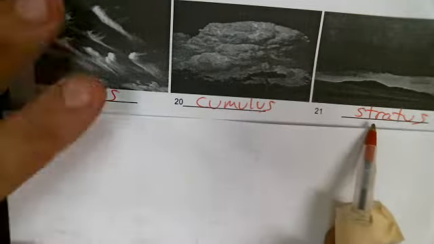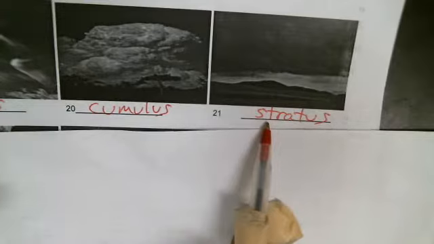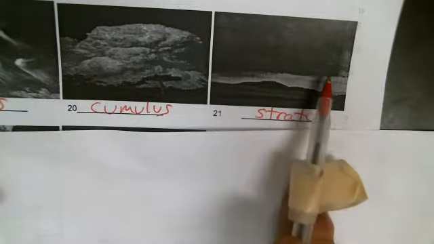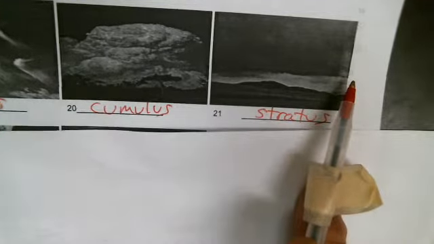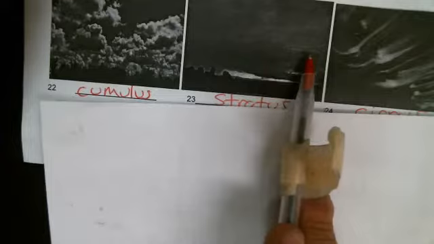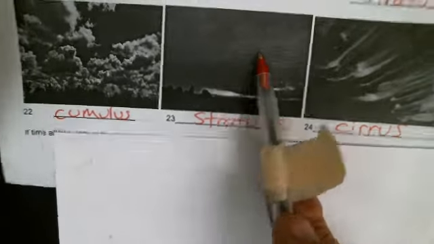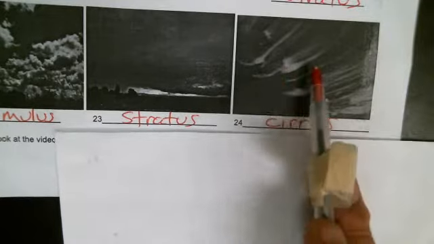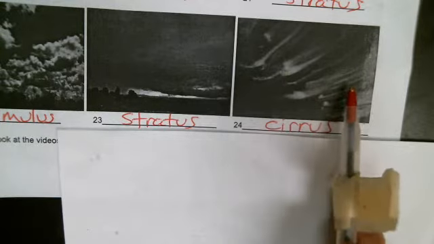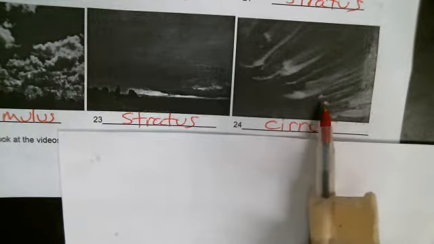And then number 21, that is going to be a stratus cloud. It's just gray from one side all the way to the other as far as the eye can see. Number 22, these are individual puffy clouds. So these are cumulus. Number 23 is just one big gray bank of clouds. So that's going to be a stratus cloud. And then the last one, again, wispy, like they're smeared out. That's going to be a cirrus cloud.